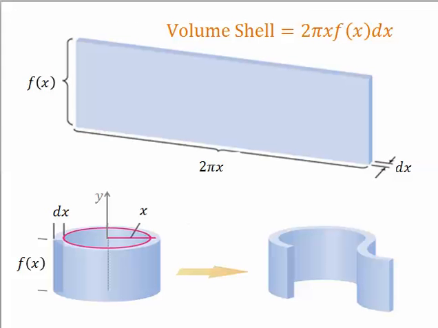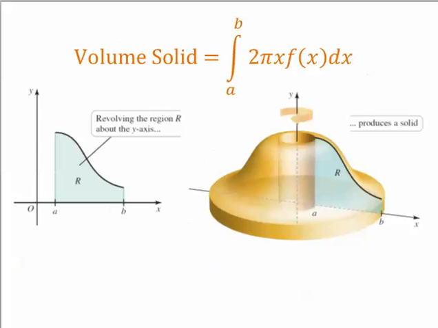Well, the volume of the shell is going to be the circumference times the height times the thickness. So it has a height of f(x), a circumference of 2 pi x, and a thickness of dx. And this is the formula for the volume of a solid using the shell method.